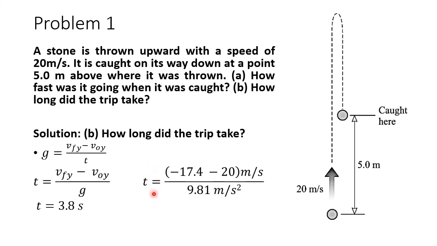And so t is equal to negative 17.4, which is going down, and also negative 20 meters per second, which is supposed to be also going down, because obviously this is the formula, that's negative 20, which is the initial velocity, divided by the 9.81 meters per second squared, and so the time is equal to 3.8 seconds. So from 20 going to 5 meters, that is basically 3.8 seconds.